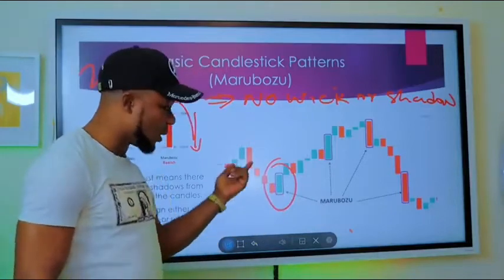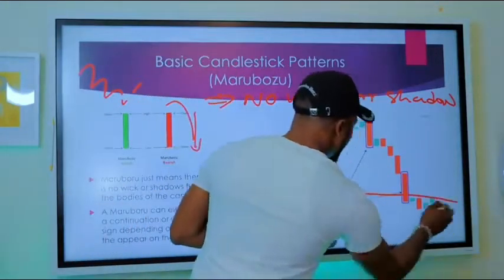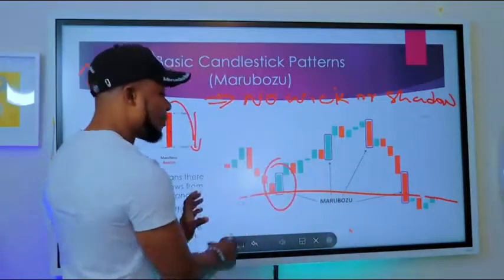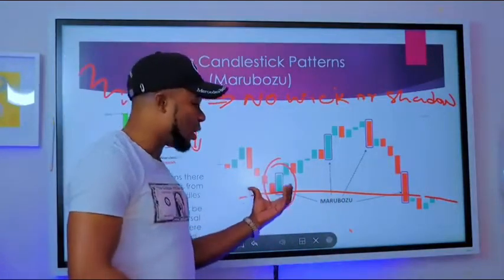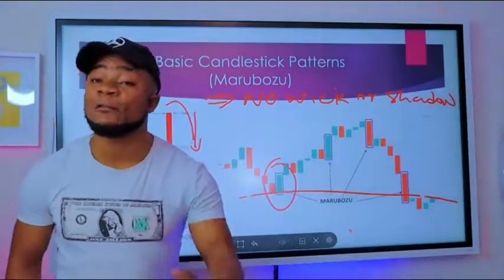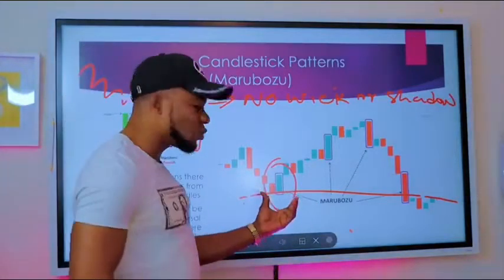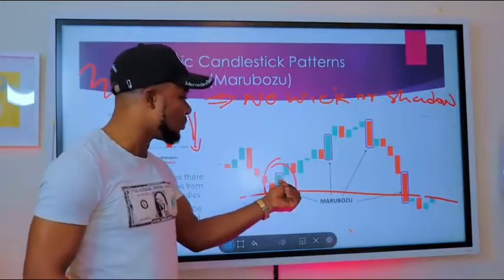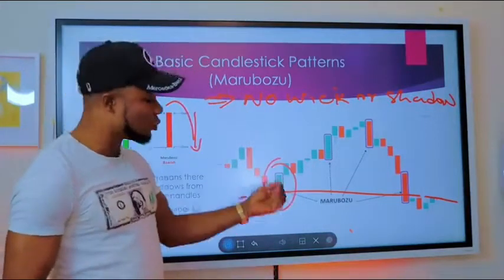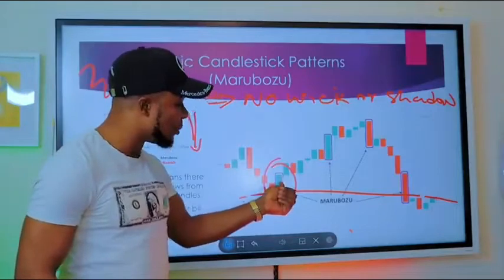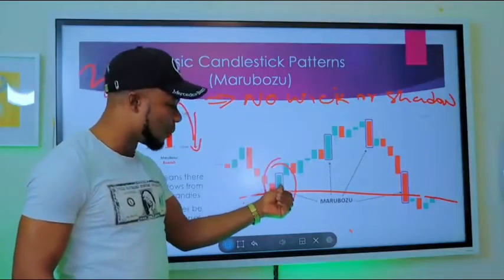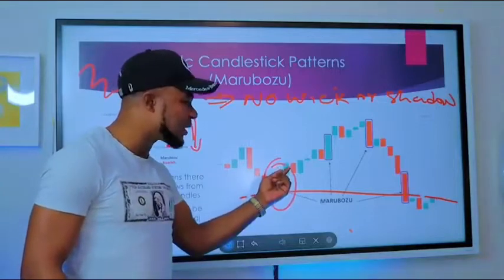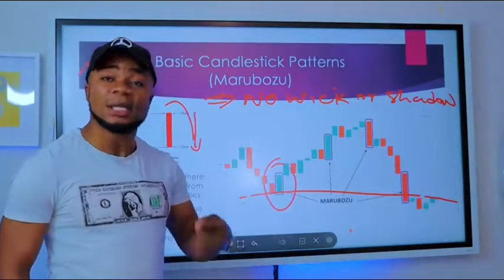The market was going down. We could be using, maybe this was our support and resistance, and we are waiting for the market to get to this particular support so that we'll have a confirmation to buy. When the market got to this particular support, what happened? We saw this bullish Marubozu candle form. This is the first sign. The second sign is the next candle that came after that, which was still a bullish candle.